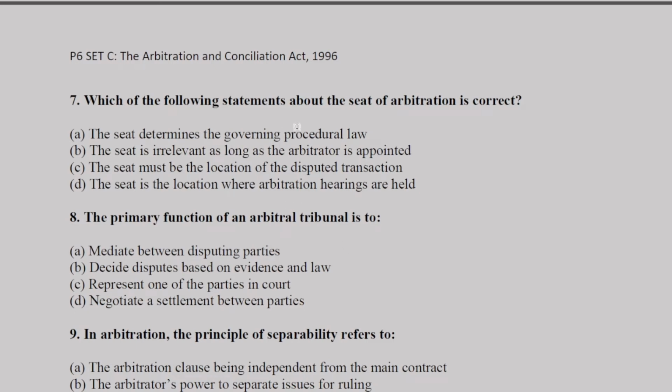Which of the following statements about the seat of arbitration is correct? The seat determines the governing procedural law. The seat is irrelevant as long as the arbitrator is appointed. The seat must be the location of the disputed transactions. The seat is the location where arbitration hearings are held. So the answer is A. The seat determines the governing procedural law.